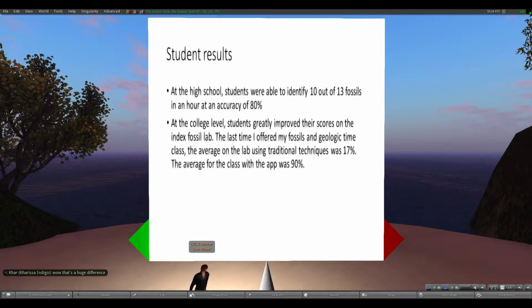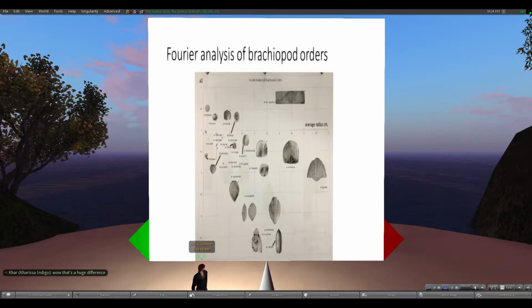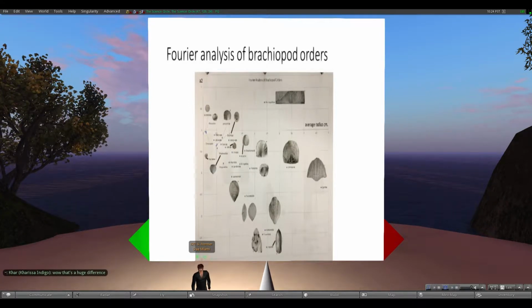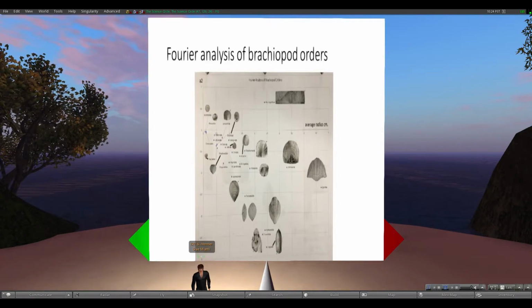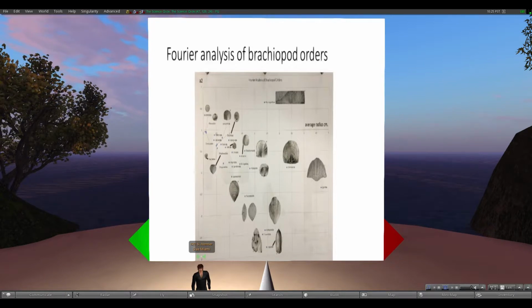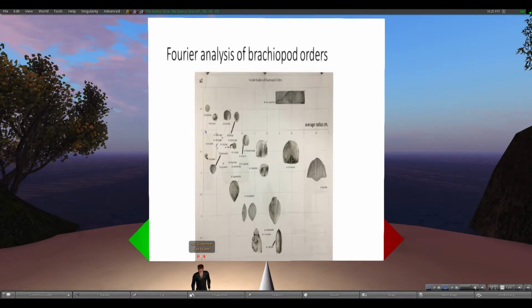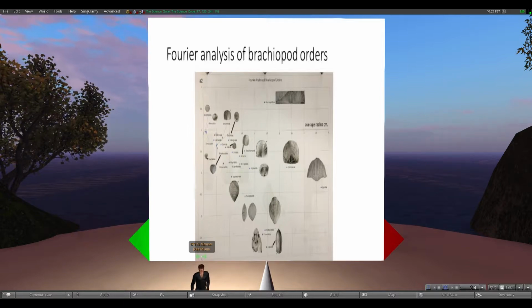All right. So here's a little bit of how we can use this program for research purposes. So one of the things that the state and Virginia Tech and the museum is interested in is including more fossils in it.